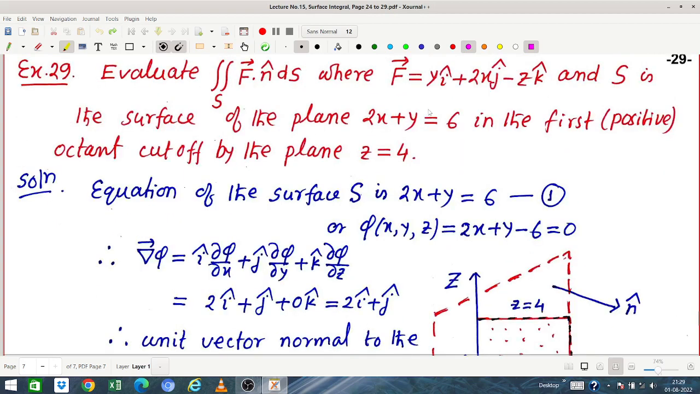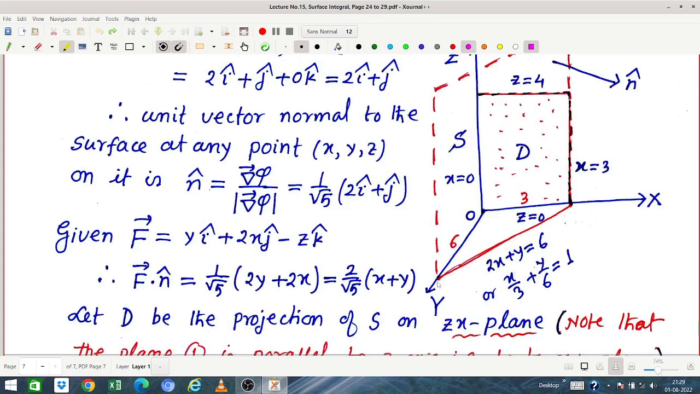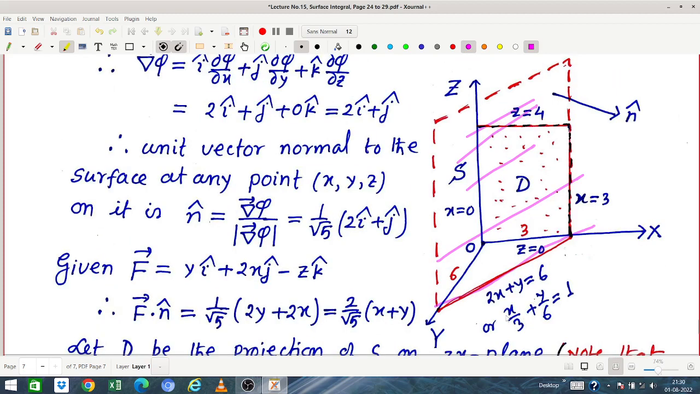See, 2x plus y equal to 6 will be a straight line like this in the xy plane. If I take the intercept form it will be x by 3 plus y by 6, meaning it cuts 6 units from the y-axis and 3 units from the x-axis. That is the straight line 2x plus y equal to 6. But when I consider 2x plus y equal to 6 in 3D, it is not simply a line, it is a plane. With z from minus infinity to plus infinity, that's why it becomes a plane.